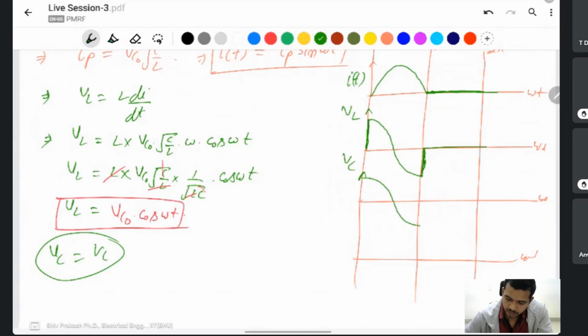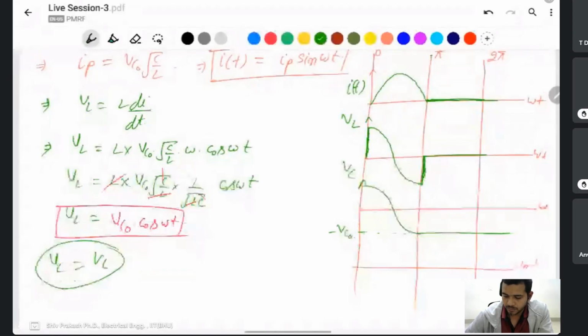After this one, the current is 0, the inductor voltage is 0, but the capacitor remains at VC, not the initial voltage again, because the diode is turned off and the inductor voltage is 0 because the current is not flowing. Inductor voltage can change suddenly, but capacitor voltage does not change suddenly.